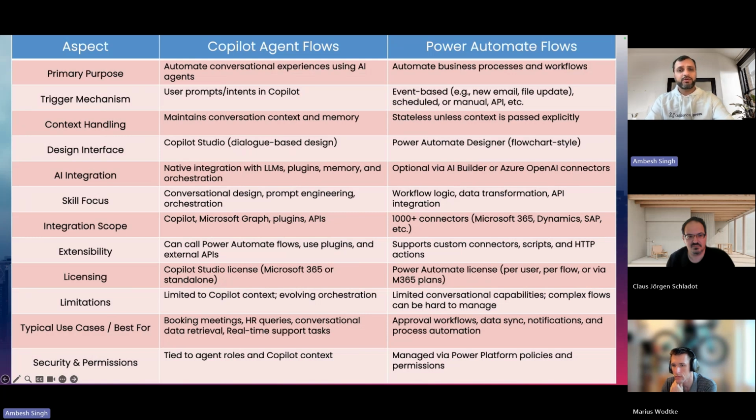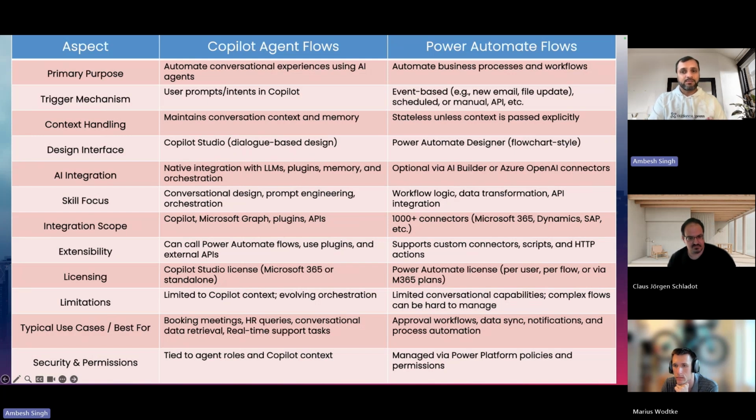Power Automate also integrates with over 1,000 default connectors, supporting both Microsoft and third-party services like SAP, Salesforce, and much more. AI capabilities are optional and can be added using the AI Builders or Azure OpenAI connectors. Power Automate excels at workflow logic, data transformation, and system integration.